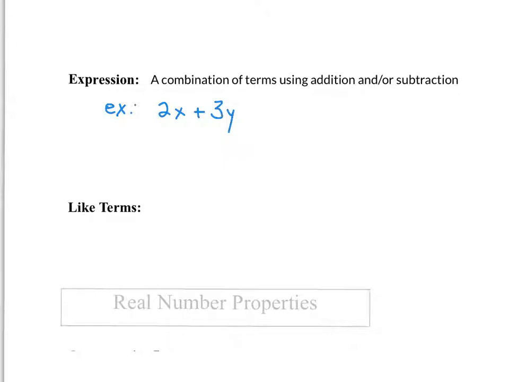We could also have an expression that looks like the following: 4x squared minus 8x plus 6. That's an expression that combines the terms 4x squared, 8x, and 6 using both addition and subtraction. So we can count these terms and say that there are 3 terms in this expression, so that would make this expression a trinomial. So anytime we have a combination of terms using addition and/or subtraction, that stands for an expression.